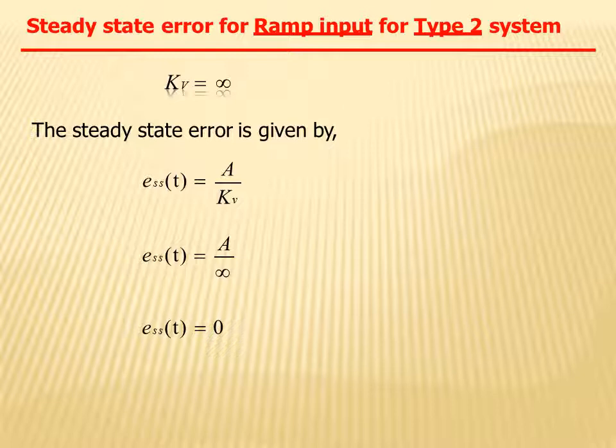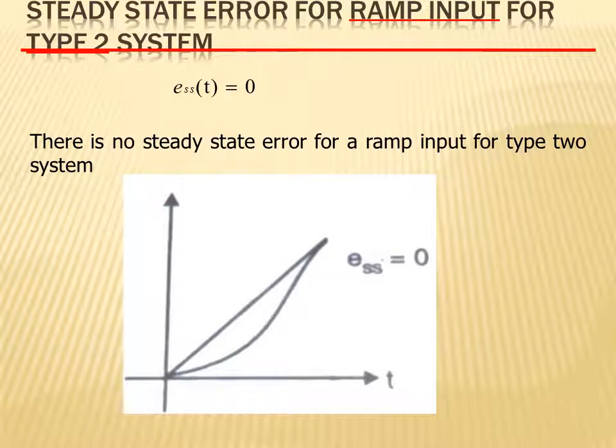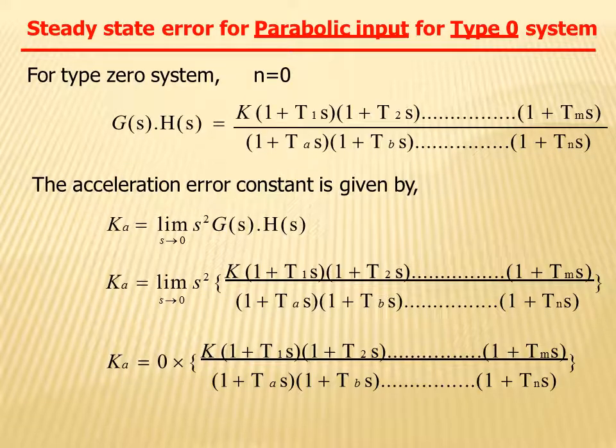The steady state error is given by ess(t) is equal to A divided by Kv. Now Kv is equal to infinity, so ess(t) will become 0. So steady state error for ramp input for type 2 system is 0 and it is graphically shown like this. So there is no steady state error since it is 0 for ramp input for type 2 system.